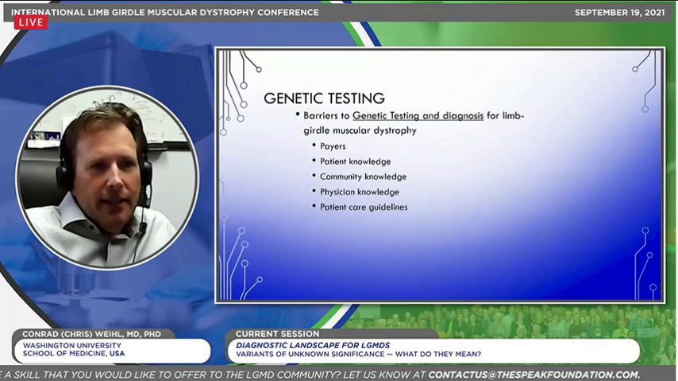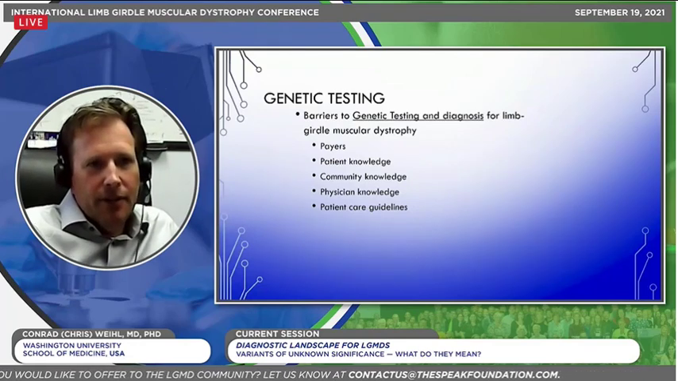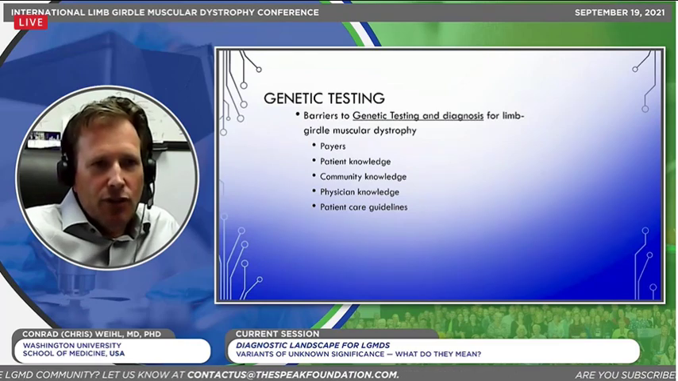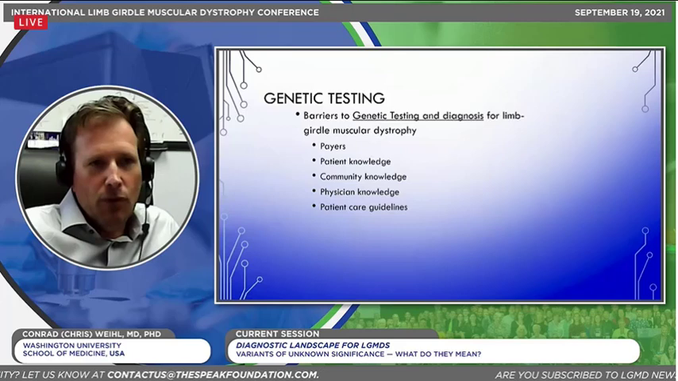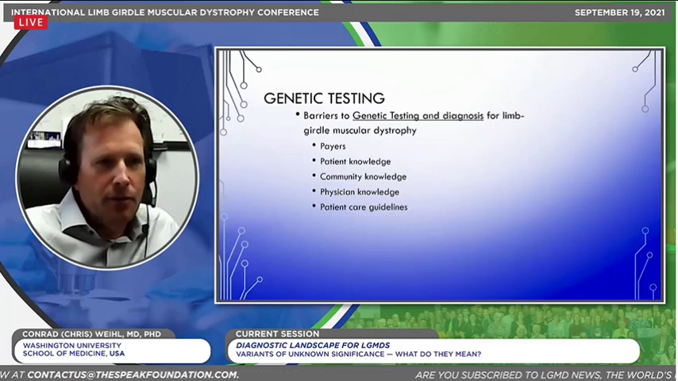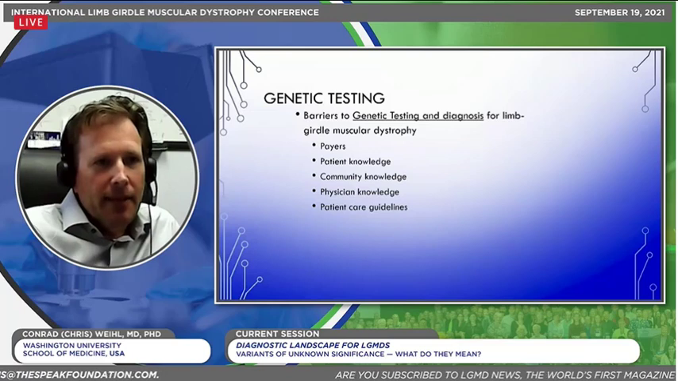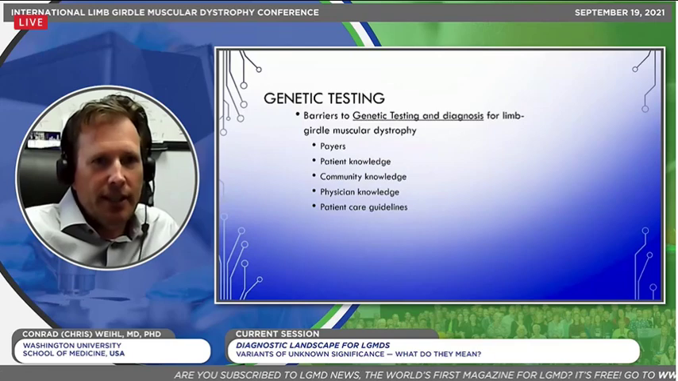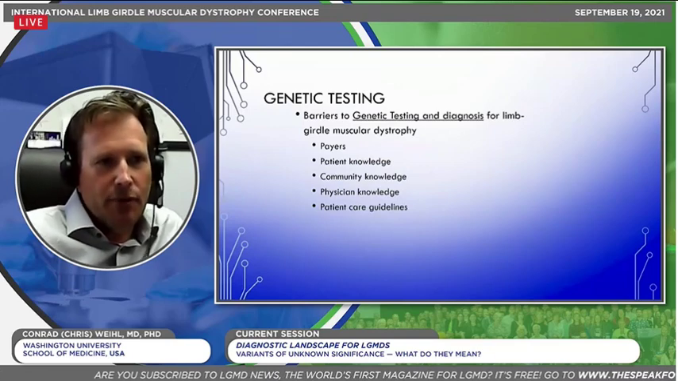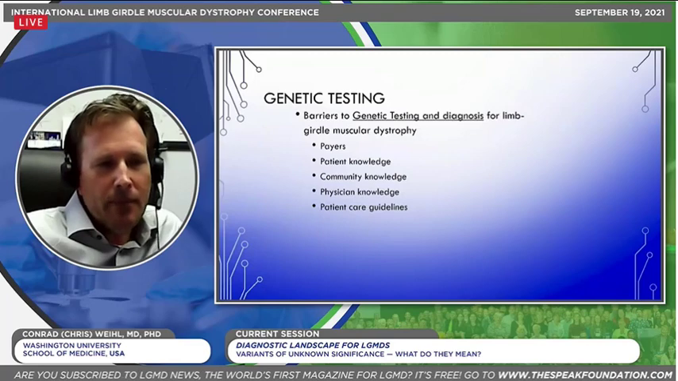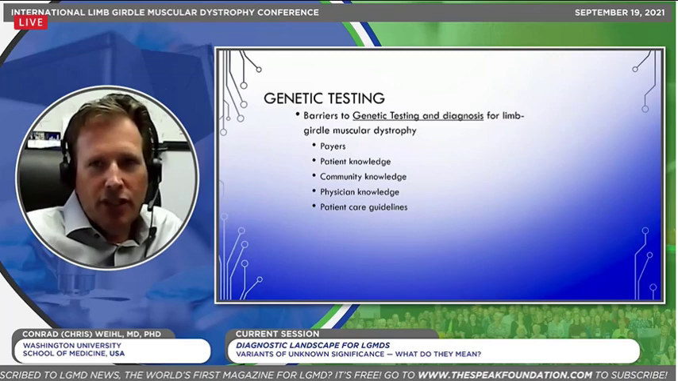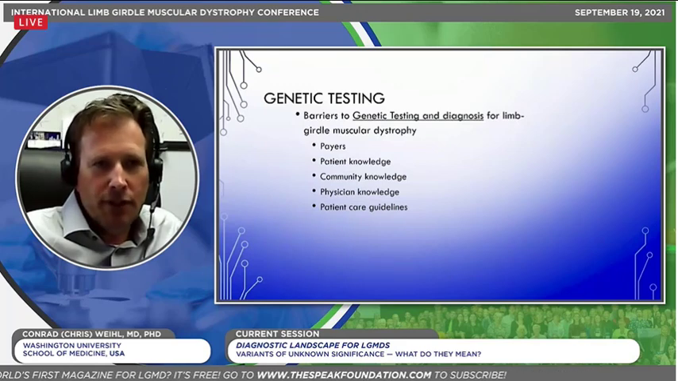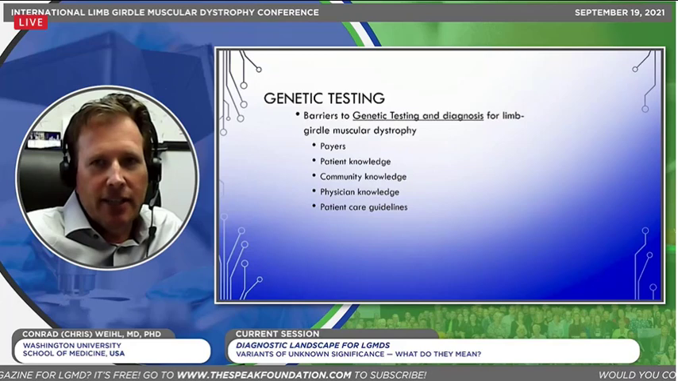So when I think of genetic testing, I think often about some of the barriers to genetic testing and diagnosis. And some of these barriers are in our control and some of them are out of our control. And so one of the barriers is payers. So will an insurance company pay for genetic testing? This has been actually almost abolished because of free genetic testing programs. And free genetic testing programs have really taken that barrier away. Another barrier is patient knowledge. Patients don't realize that they might need genetic testing. They might have been told they've got a form of limb-girdle muscular dystrophy, but they've never had genetic diagnosis performed.